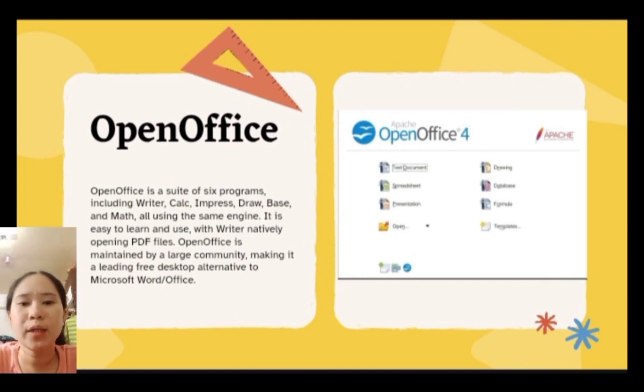So OpenOffice is like a bundle of 6 usual programs, including Writer for writing and Calc for spreadsheets, Impress for presentations, and others. So it is easy to figure out and use. Plus, Writer can open PDFs easily.